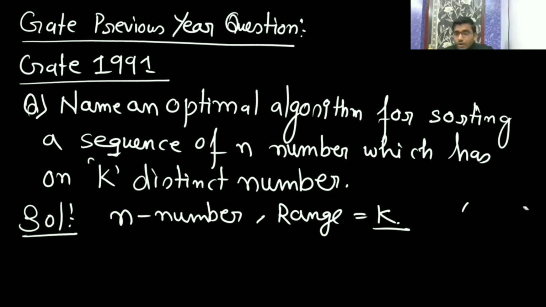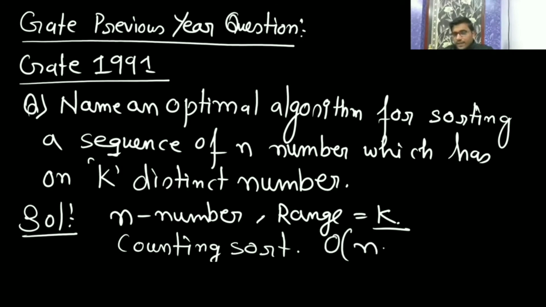Because counting sort says that if you are having n numbers and you know the range, then you are going to use counting sort. Its time complexity is number of elements plus size of the array. That is big O of n plus k.